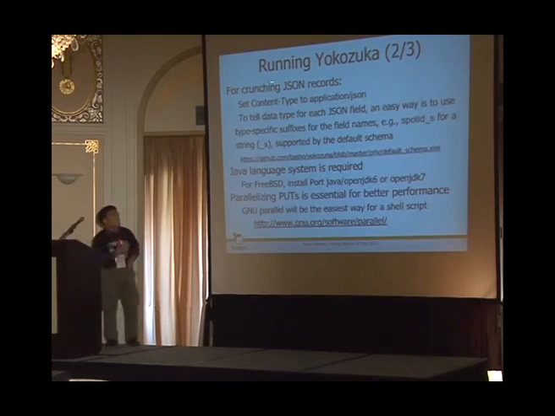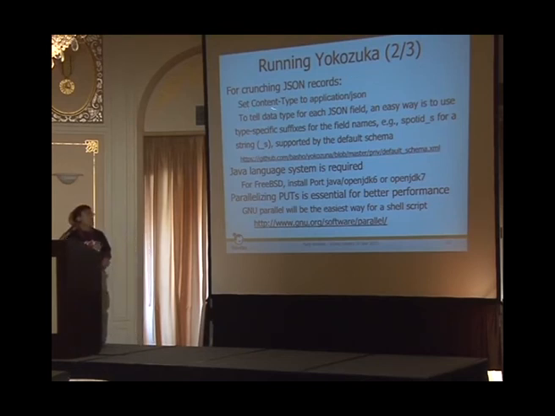And for crunching the JSON records, each JSON record has to have the content type application/json. And to tell the data type for each JSON field, you have to add certain types of suffixes, like -s or -d or -i. It's documented in the source code of, I'm sorry, the source code of yokozuna right here.